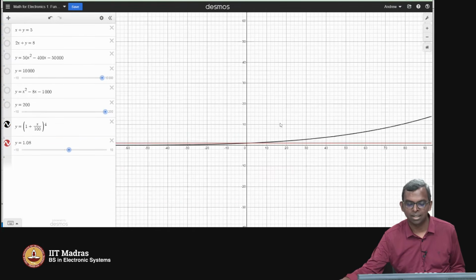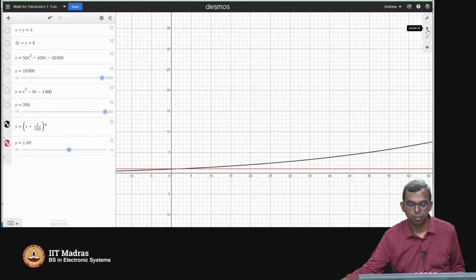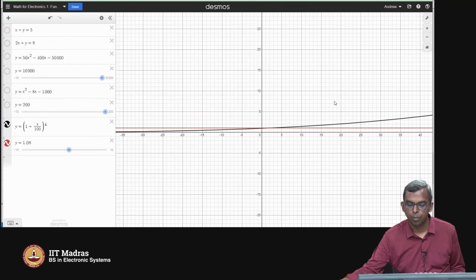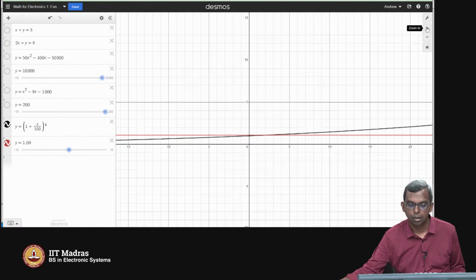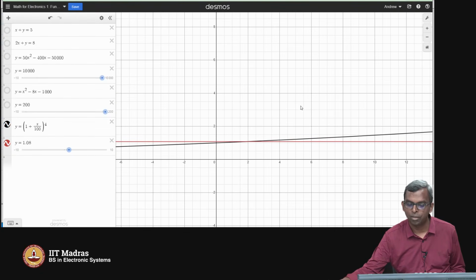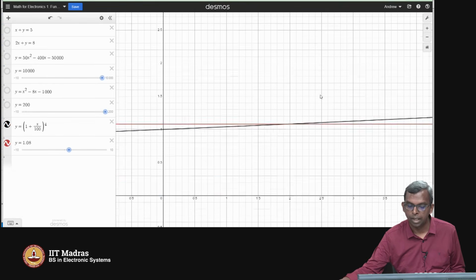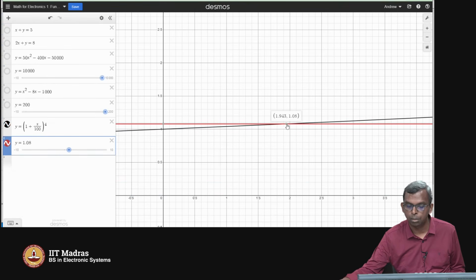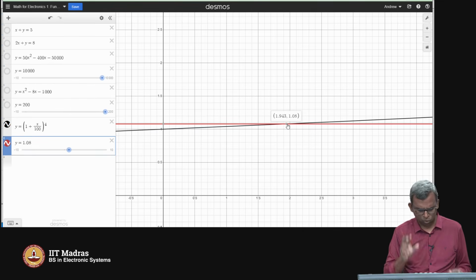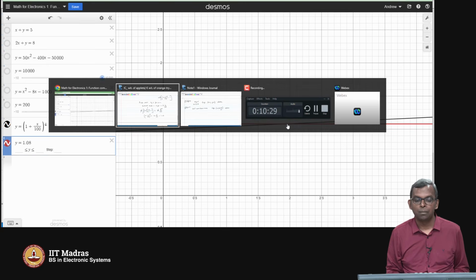I'll tell you another trick here which you have to pay attention to. So notice here, finally we are seeing between the black line and the red line there is an intersection. So you can zoom in, zoom in, zoom in, zoom in. There you go, and then you can go see what that point is. 1.943, comma 1.08. So that's what the graph tells you. And we had to do some zooming. It was not too easy.